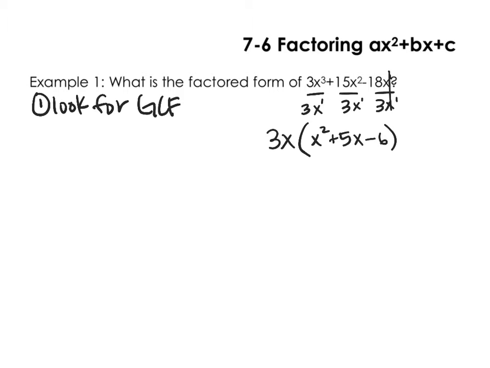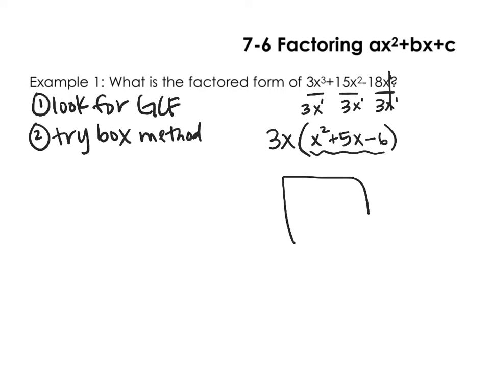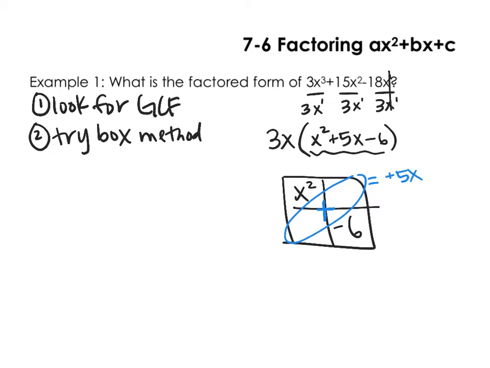Now that I've taken out my GCF, I see that in parentheses I have a trinomial that starts with an x squared. So my second step is to try the box method to see if I can factor this any further. I'm going to take the stuff inside my parentheses and see if I can break it down with the box method. I know this needs to multiply to be x squared, this needs to multiply to be negative 6, and then my diagonals need to add to be a positive 5x.